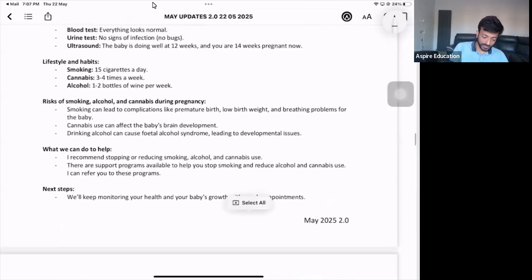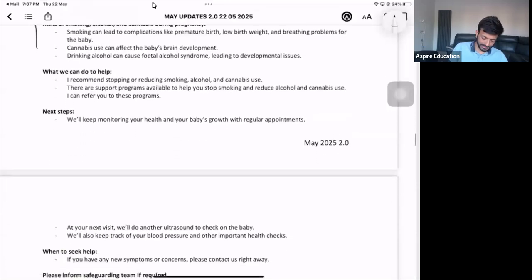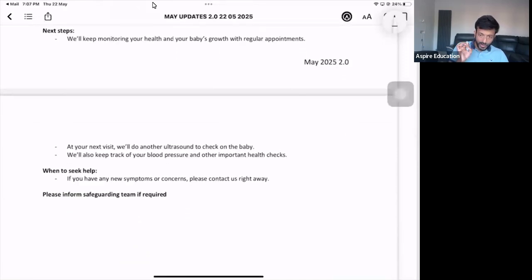You will talk about smoking, cannabis, and alcohol. What is the risk that your child can get if you are doing smoking, alcohol, and cannabis? That you can easily manage. Now, I have to be very careful in this kind of scenario. Please inform the safeguarding team if required. This scenario revolves around that, right?